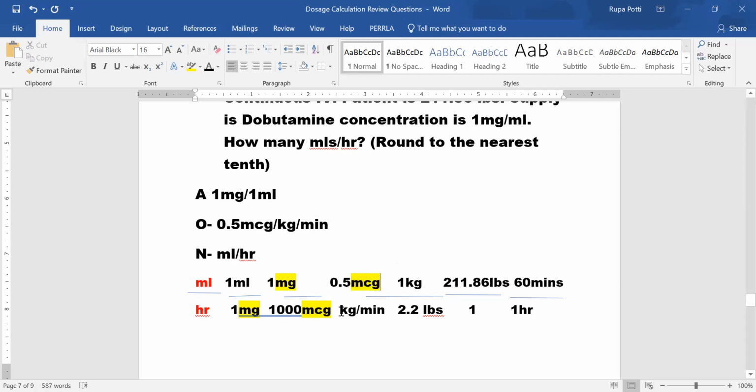So you have kilograms in the denominator, numerator. You have pounds in the denominator, you have pounds in the numerator. You have minutes in the denominator, you have minutes in the numerator. So you didn't do anything with the numbers at all. All you did was basically cancel out the units. So let's see what you have remaining. You have ml.